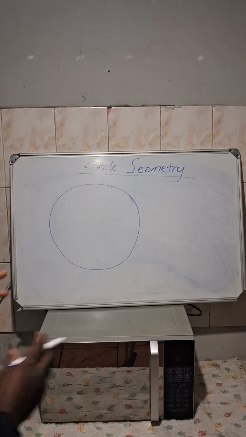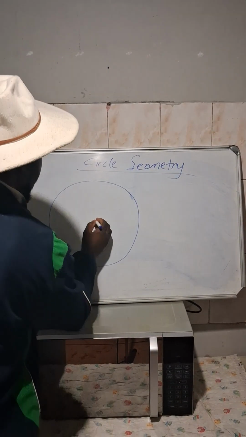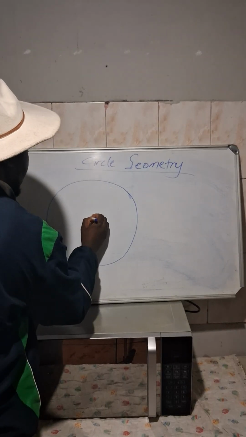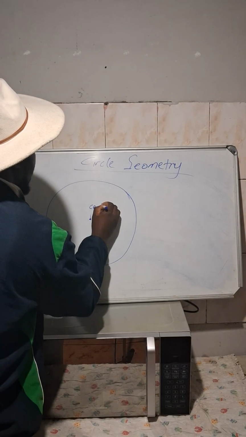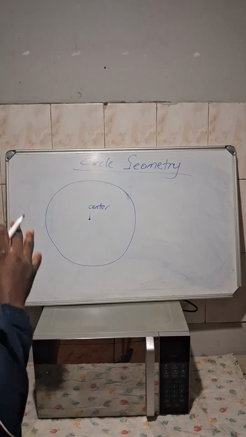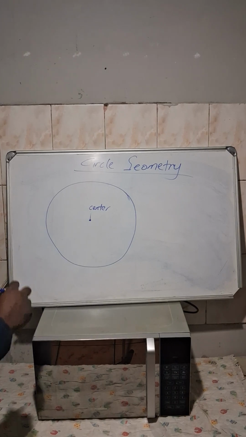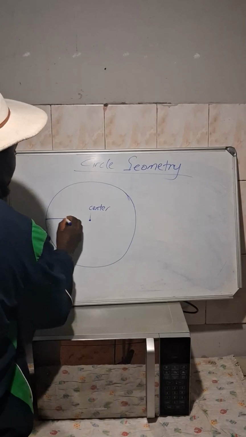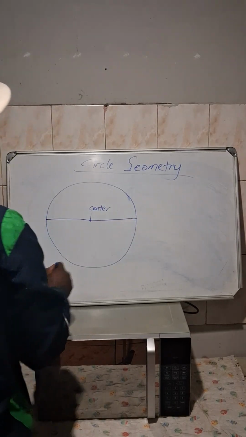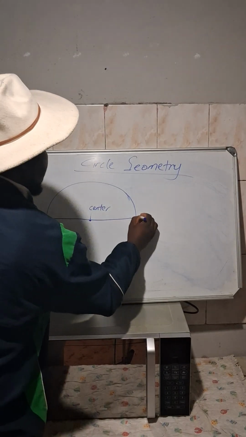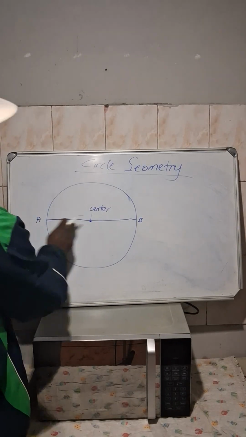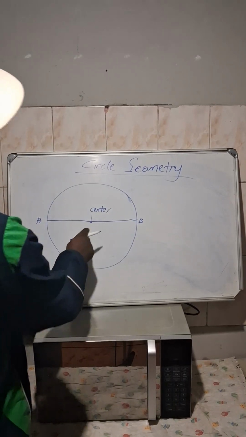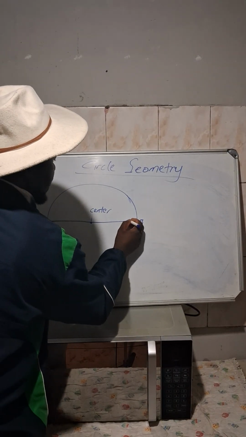So this one is our circle, and firstly we have a point on the center of the circle. This point we call a center because it's in the middle of the circle. We have a line that passes through the center from circumference to circumference. So it means we have a line that passes through the center from point A to point B, on both sides of the circle. This line we call a diameter.